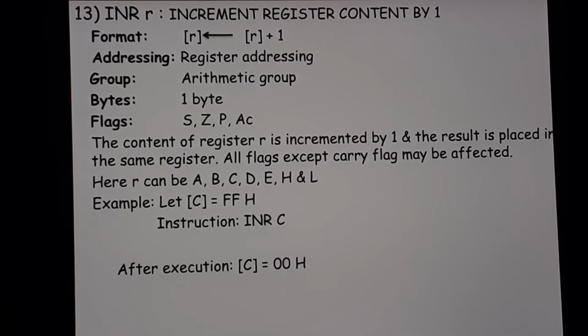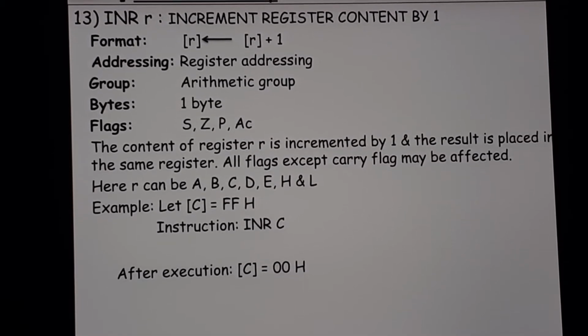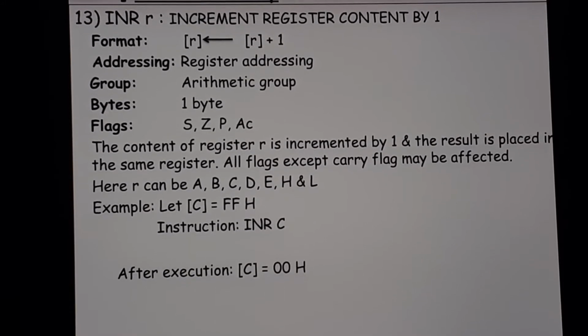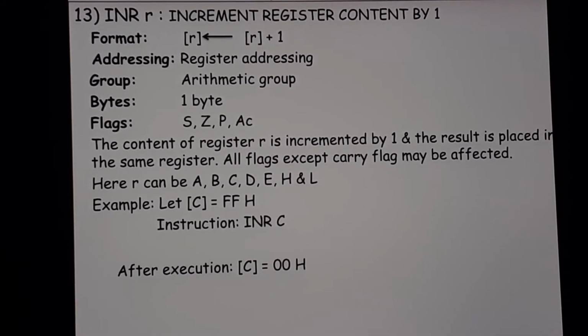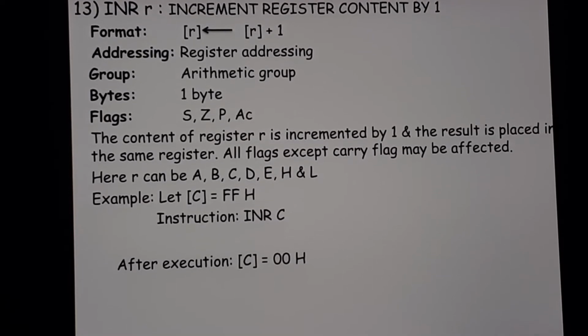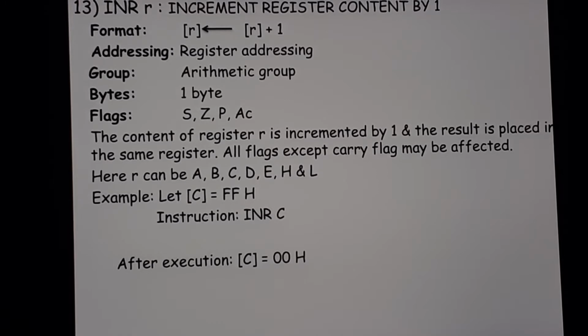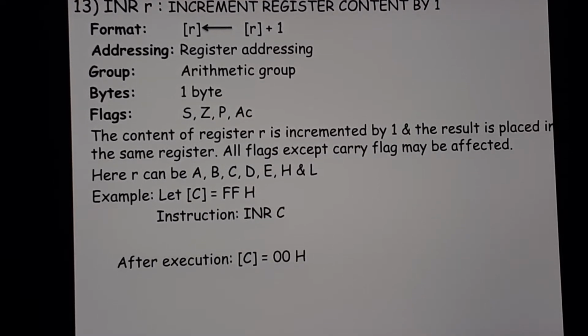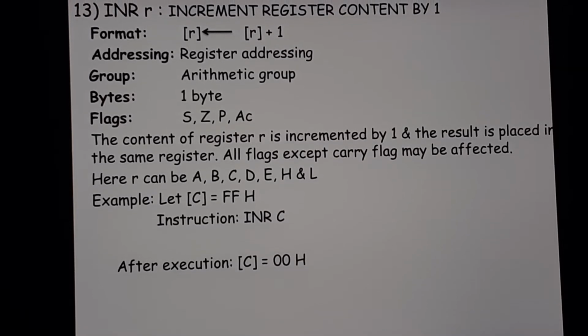Since it is a register, the addressing mode is register addressing mode. The group is the same, the arithmetic group. Bytes is 1 byte since there is no data or operand. Flags that will be affected here, you need to learn these flags: sign, zero, parity and auxiliary carry flags will be affected. So these 4 flags will get affected, except for the carry flag.